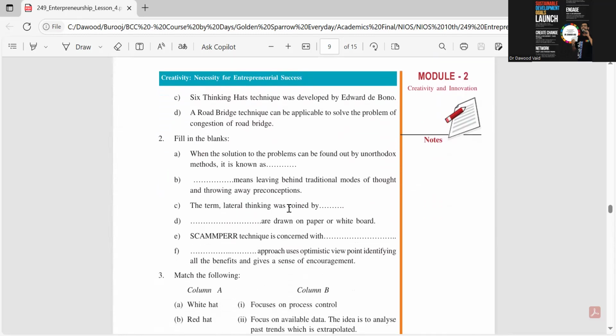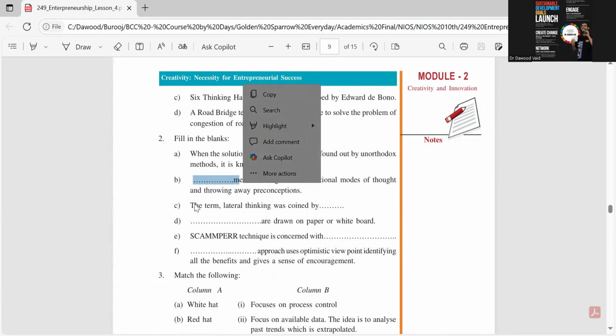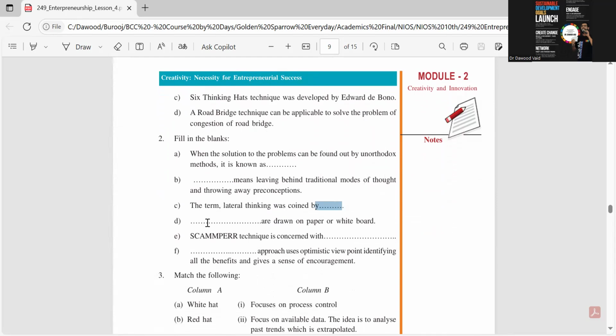Fill in the blanks. When the solution to a problem can be found by an unorthodox method, it is called, well, that's lateral thinking, right? So dash means leaving behind traditional mode. Again, it's lateral thinking. The term lateral thinking was coined by Edward de Bono. Fair enough. Dash are drawn on paper or whiteboard. These are the mind maps. Scamper technique is for, remember, whatever we spoke of, substitute and all of it, brainstorming. And dash approach is used for optimistic view.